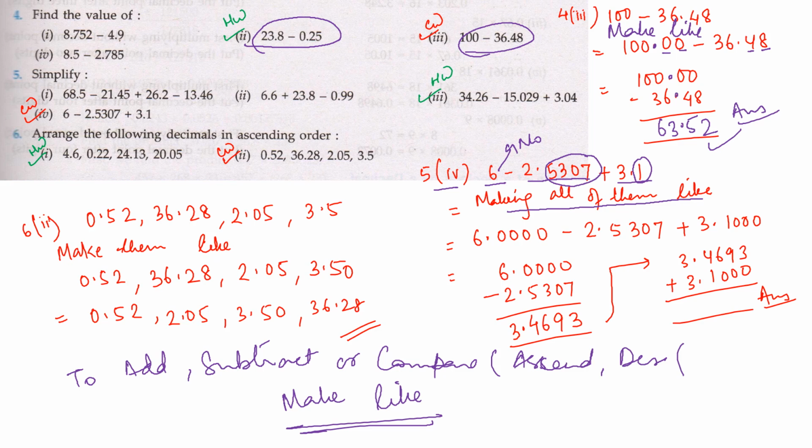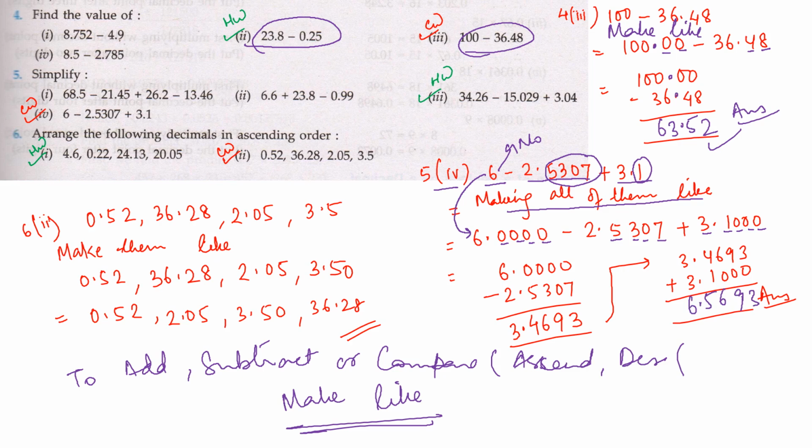So to make a 6 with 4 digit after decimal, write it as 6.0000, four zeros. 2.5307, done. 3.1, only 1 was there now, so 0, 0, 0. Now they all are with the 4 decimal places, so you do as it is asked. So first subtract, you will get 3.4693, then add, it will be 3965.6 is the answer. Clear?